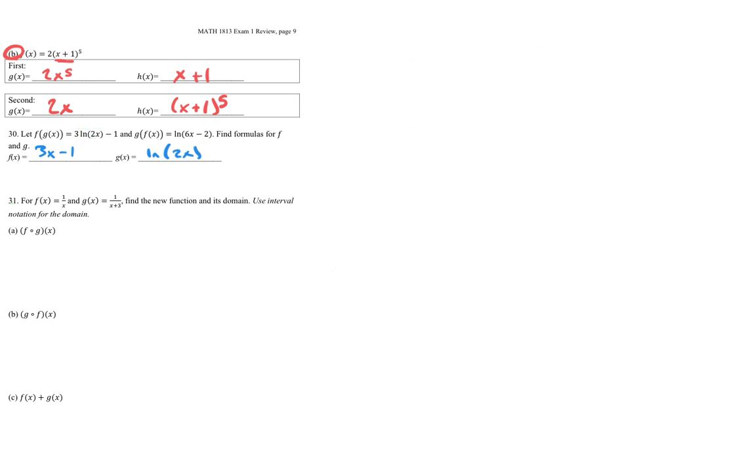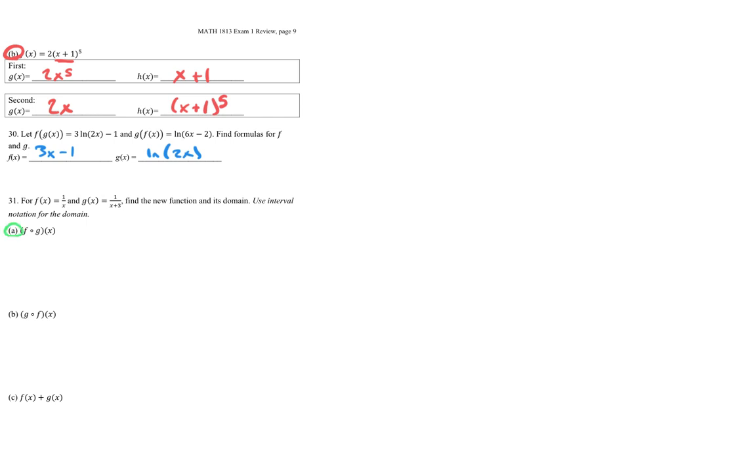Okay, so we're on to 31. For f of x equals 1 over x and g of x equals 1 over x plus 3, find the new function and its domain and use interval notation for each one. So let's start with A here.